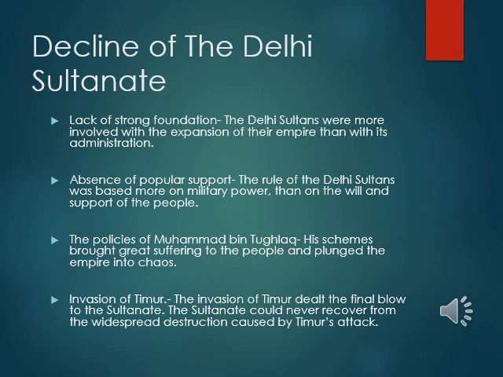Children, now we are going to discuss the reasons for the decline of the Delhi Sultanate. Lack of strong foundation: the Delhi Sultans were more involved with the expansion of their empire than with its administration. Absence of popular support: the rule of the Delhi Sultans was based more on military power than on the will and support of the people. The policies of Muhammad bin Tughlaq: his schemes brought great suffering to the people and plunged the empire into chaos. Invasion of Temur: the invasion of Temur dealt the final blow to the Sultanate. The Sultanate could never recover from the widespread destruction caused by Temur's attack.